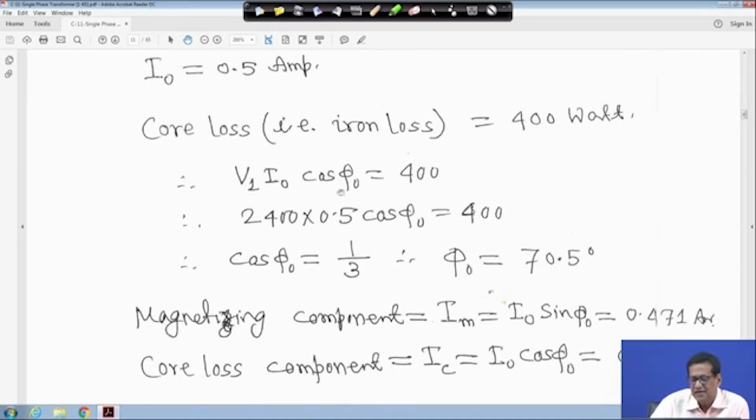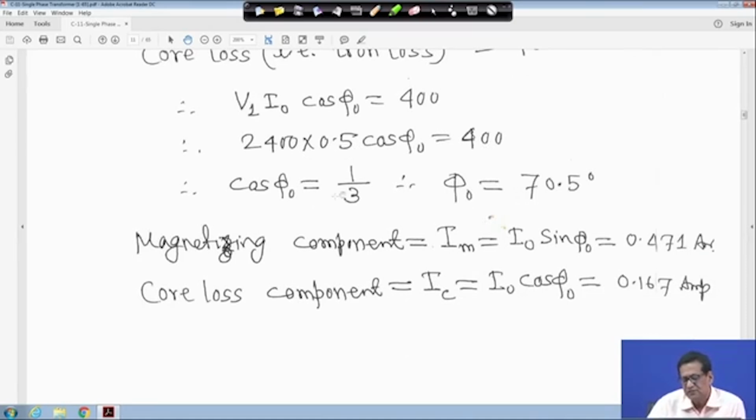Therefore, V1 I0 cos phi 0 is equal to 400. So, that is 2400 into 0.5 cos phi 0 is equal to 400. Therefore, we will get cos phi 0 is equal to 1/3. Therefore, phi 0 is equal to 70.5 degree. Now, magnetizing current Im will be I0 sin phi 0, so 0.471 ampere, because phi 0 is equal to 70.5 degree.